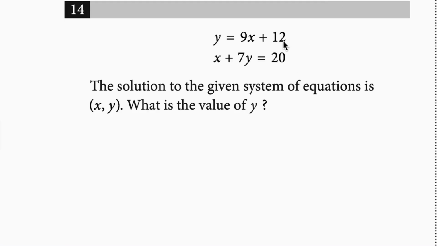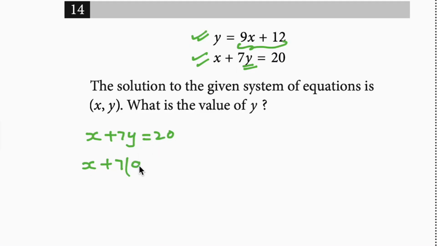y is equal to 9x plus 12, x plus 7y is equal to 20. The solution to the given system of equations is (x, y). What is the value of y? Now here y is asked. One equation is in slope intercept form and another equation is in standard form. In this situation substitution method is the most suitable one because we have a direct value of y which we can plug in here. So let's do x plus 7y is equal to 20. x plus 7 times (9x plus 12) is equal to 20.